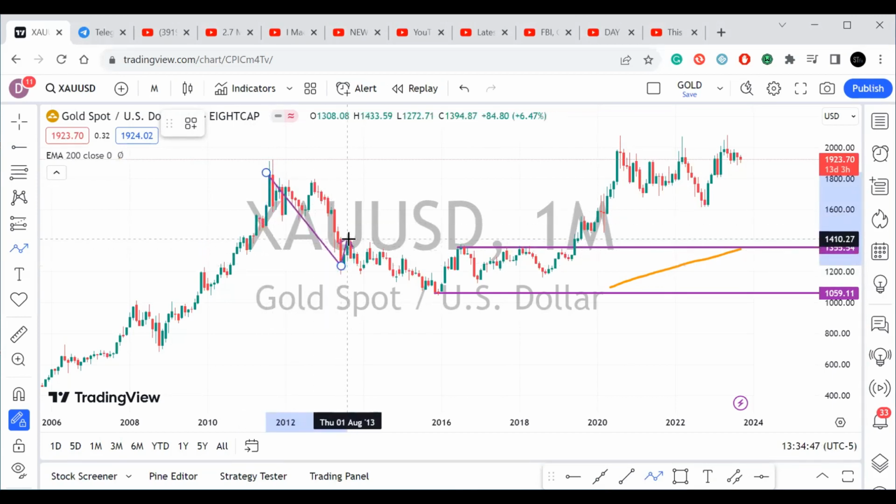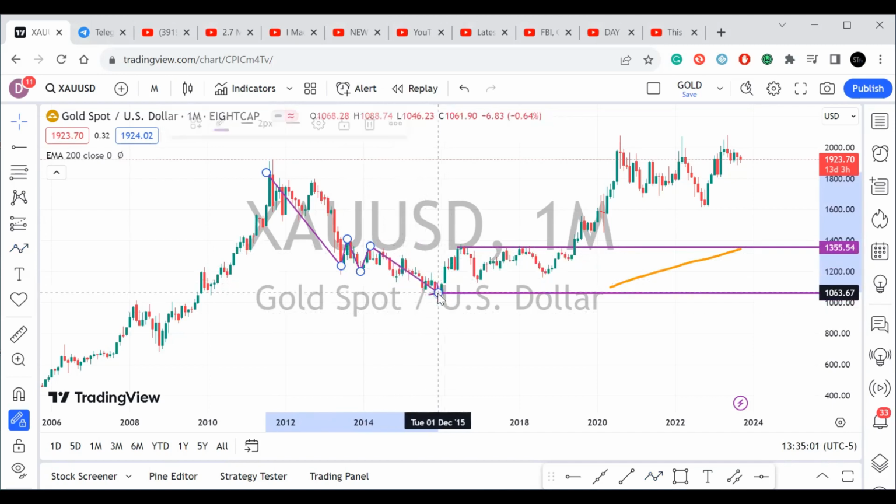We had a push to the upside. Price made a new low. So you have a higher high. Price made a new low. Oh, this is not a structure. So this was the last structure right here.